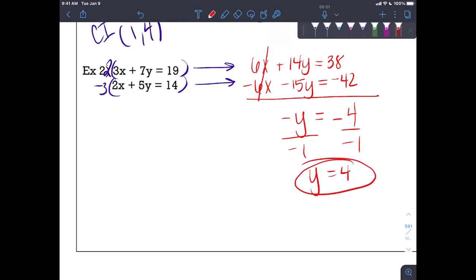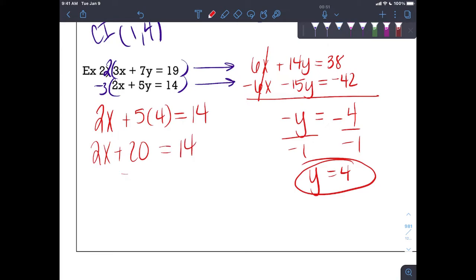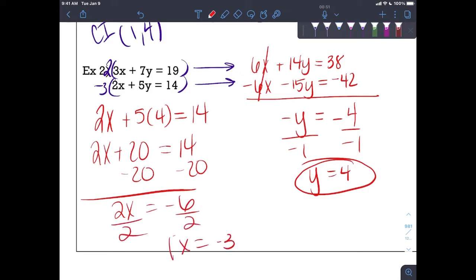Now I want to take that, plug it back into one of my original equations. I'll choose this one because it has smaller numbers, okay? So 2x plus 5 times 4 equals 14. So I'll go ahead and continue to simplify. I'll do my exciting move. Great divide. And look at that. I ended up at x equals -3. That means that this guy is a consistent independent with a solution located at -3, 4.